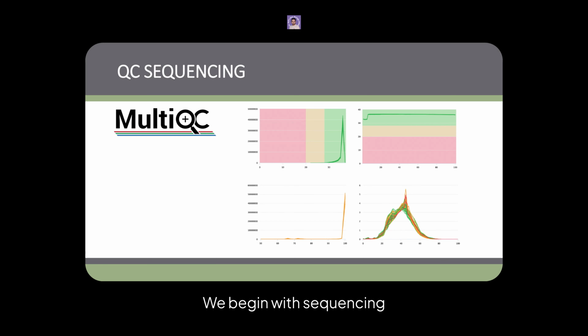We begin with sequencing quality control. Using MultiQC, we aggregate metrics from all samples into a single report. Here we review per base quality, read length distribution, and GC content. This step allows us to quickly detect technical issues before moving on to mapping and downstream analyses.